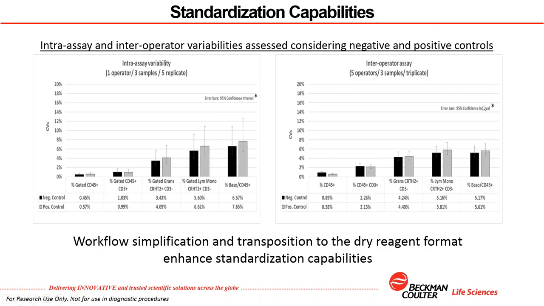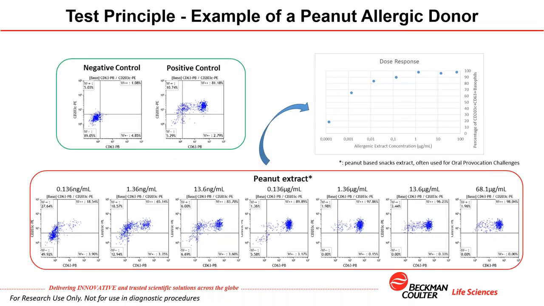If I take the experiment that was aimed at assessing the interoperator variability, you can see that the coefficient of variation on all of the gated populations is really low. Even for the basophils, it is below 6% CV. So this really illustrates the standardization capabilities of the dry and room temperature stable formats in the case of flow cytometry functional assays.